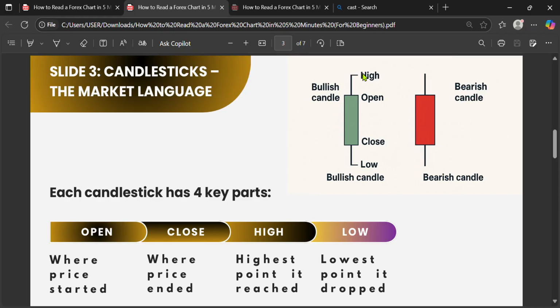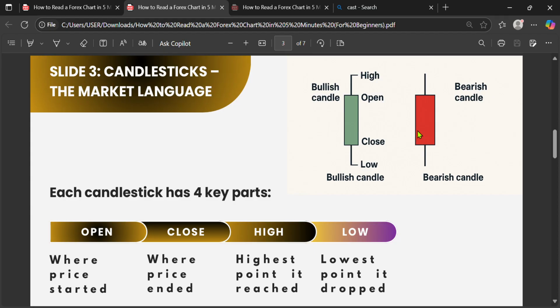This is the highest point the price got to before we had the rejection, and here we have the lower shadow or the wick. This is the lowest point the price got to before we had a rejection. Same here as well: this is the highest point the price got to before the rejection, and this is the lowest point. So every candle always has the open, the close, the high, and the low, which is what you're seeing here.